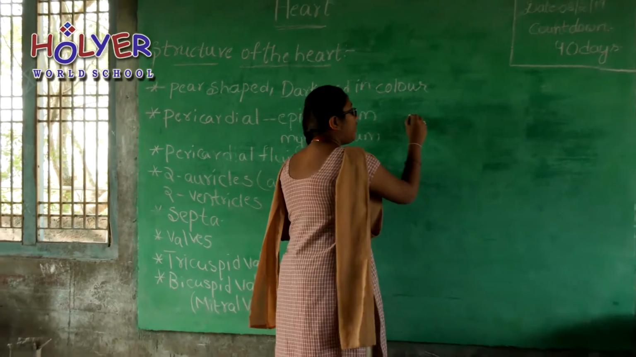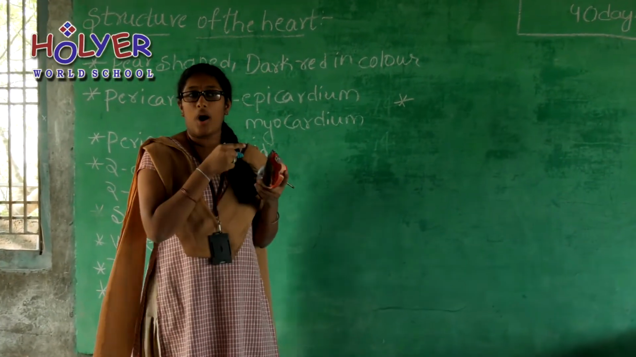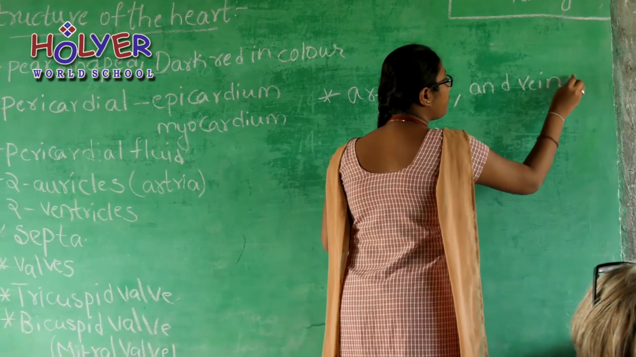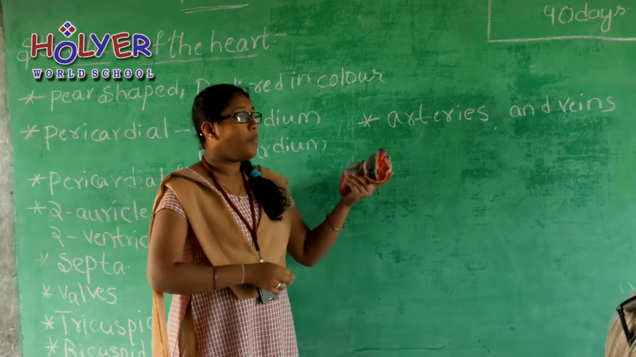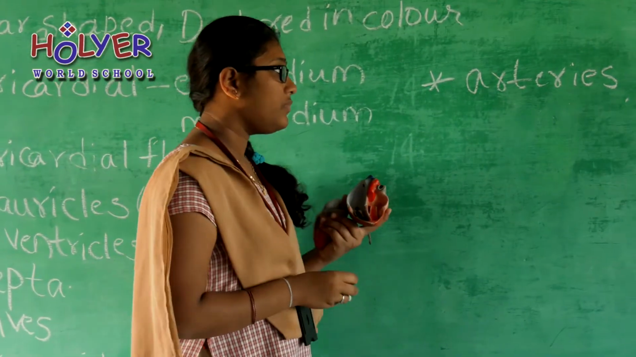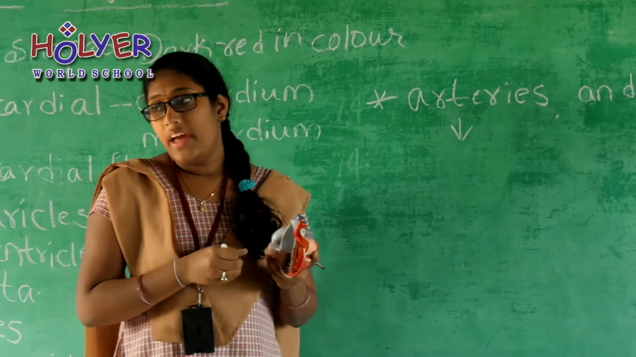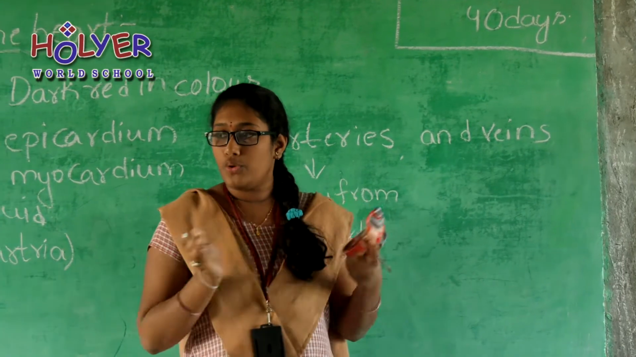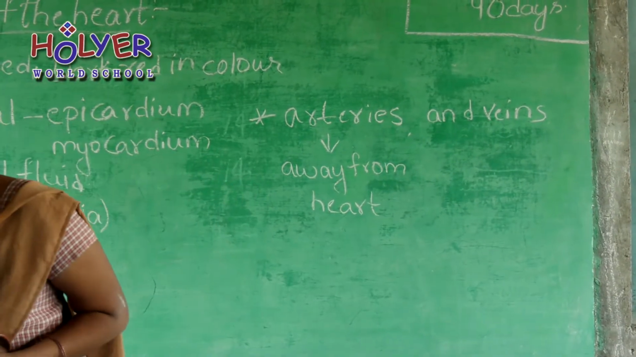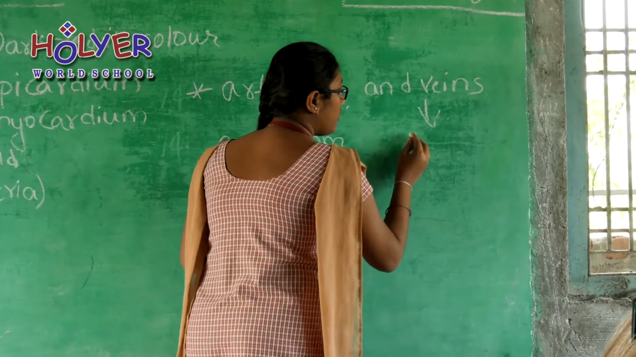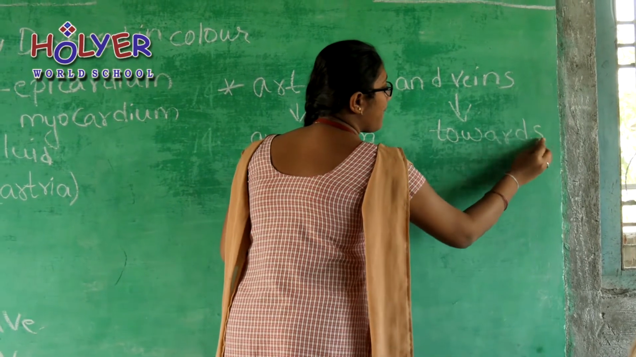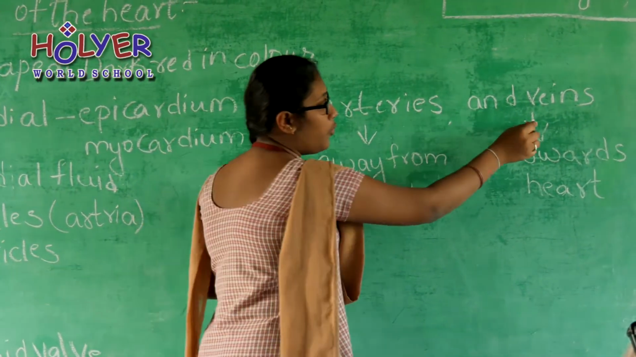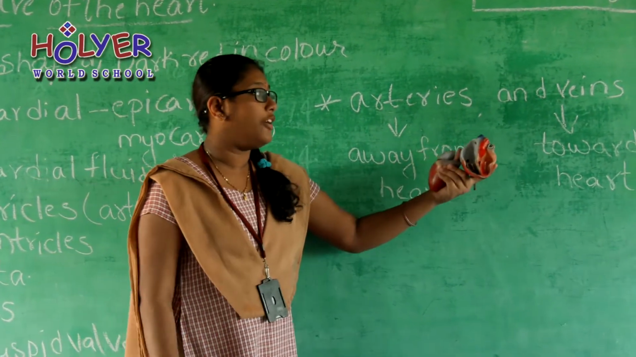Next, there are 2 major blood vessels that originate from the heart: arteries and veins. Arteries always carry blood away from the heart, and veins always carry blood towards the heart. Arteries are more rigid compared to veins. That means they have thicker walls when compared to the veins.